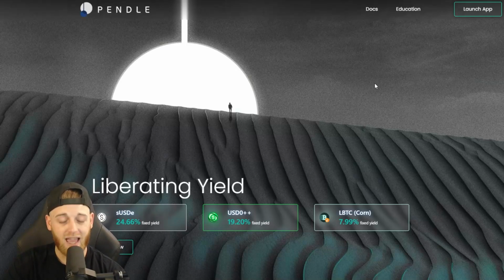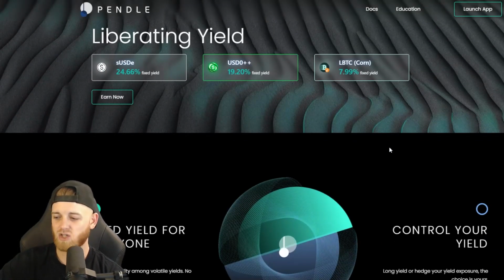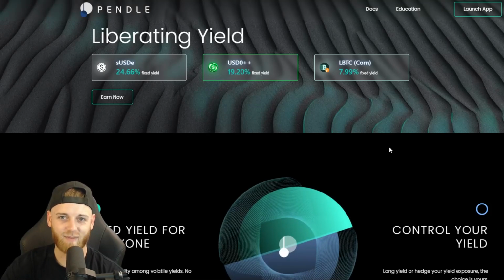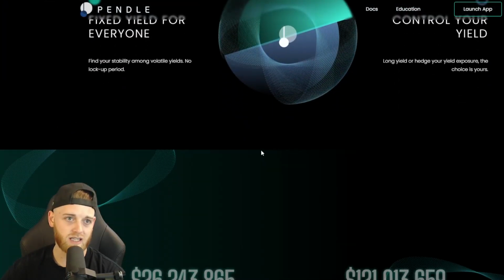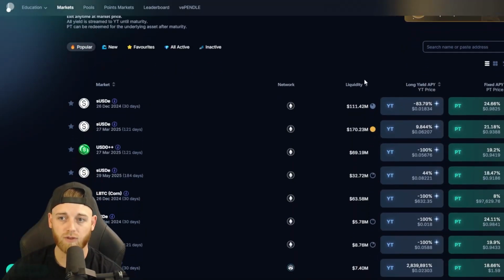So Pendle.finance is actually specializing in liberating yield, okay? And what that means is essentially a glorified word for staking and earning a yield on your investment. So you can invest in certain yields here on the Pendle network. And let's actually launch the app and have a little look here. And you can actually generate a specific amount of passive income through doing so.